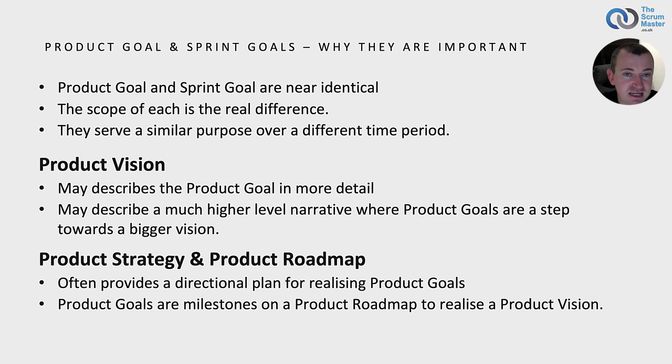So as you can see, the definition of the product goal and sprint goal are near identical, with the scope of each being the only real difference. This is because they serve a similar purpose, only over a different time period.